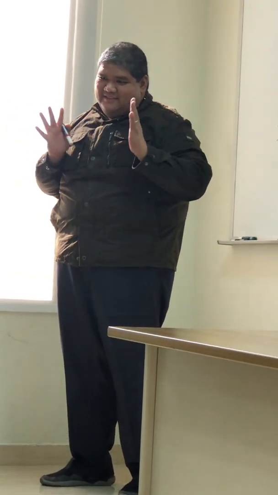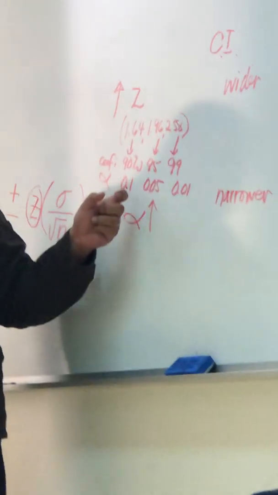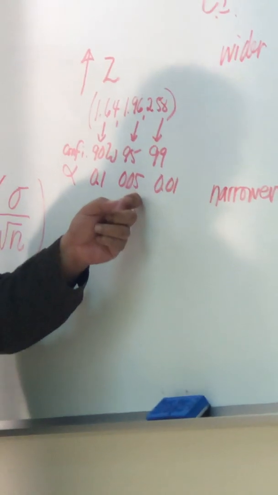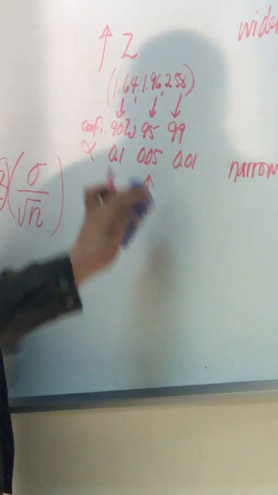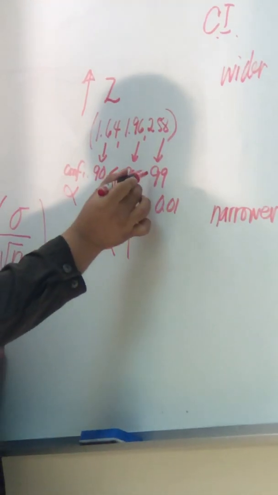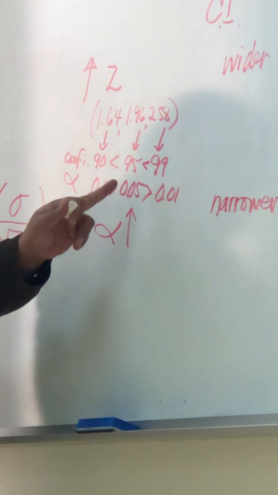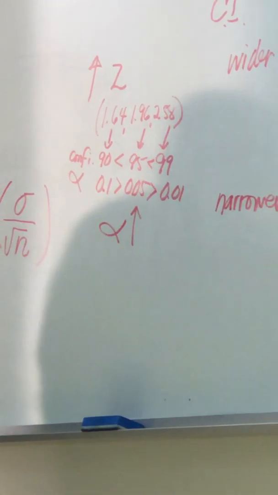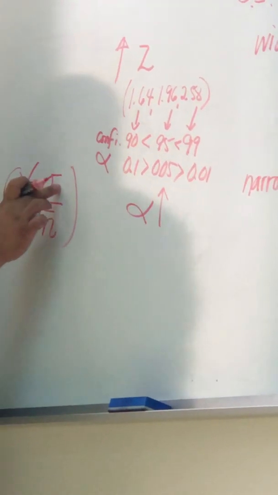Wider, narrower. Take note, which one is bigger? 0.1 or 0.05? I will wait. Bigger, bigger, bigger, bigger. Right? See the pattern? Okay. So it's clear.